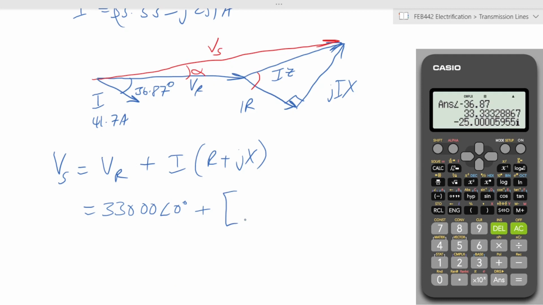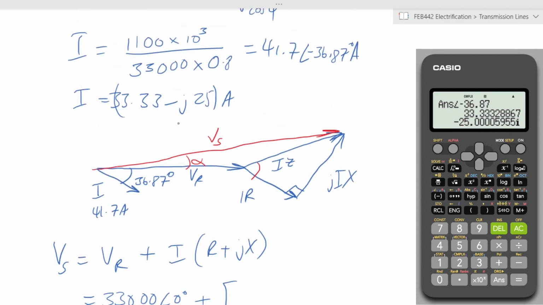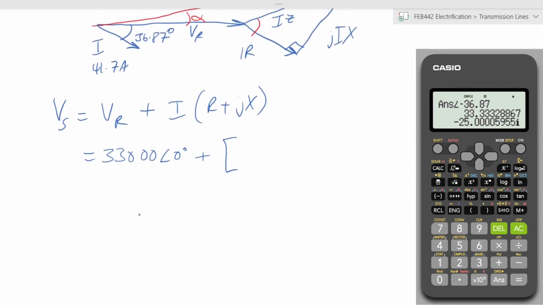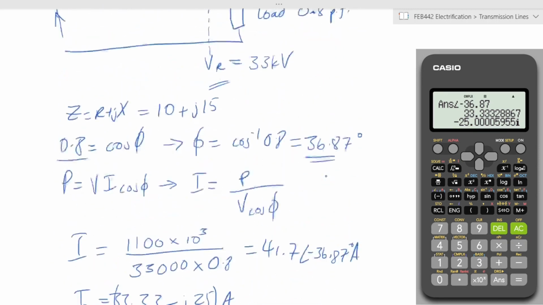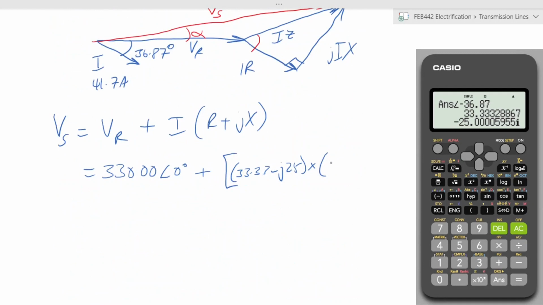Plus, so now we have our current. Our current is given as this, okay? So the current is 33.33 minus J25 times our two values of impedance, which were 10 and 15, which are here. So 10 plus J15. So we can evaluate this straight away in the calculator. So this 33 minus J25 is already on the calculator here. So let's evaluate that. Times 10 plus 15i. So that gives us our answer.